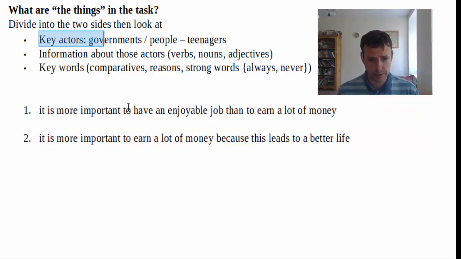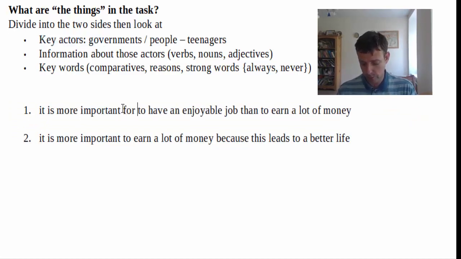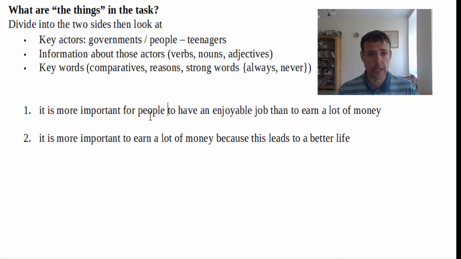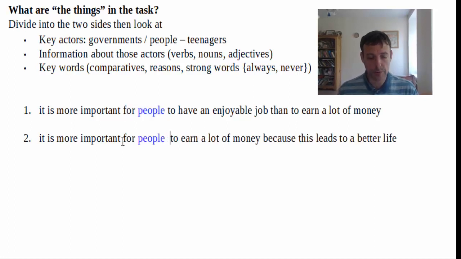Okay, now we have to look at the key actors. It is more important to have an enjoyable job. Well, we don't have, it's more important for dogs. Yeah, so it's not dogs, is it? It's people. For people to have. So the key actor, it's not written, but it's people. So let's go, it's more important for people to have. And the same thing here we can add for people to earn. Okay, so this is good. We've got the same key actor, and it's people. It's not young people, it's not teenagers, it's people. It's more important for people and not society.